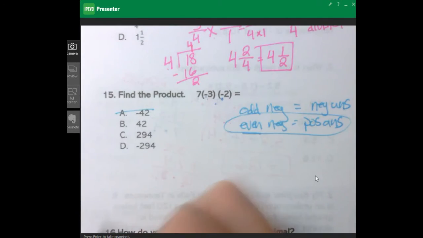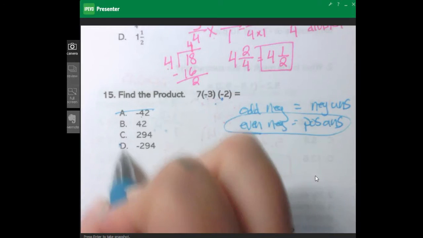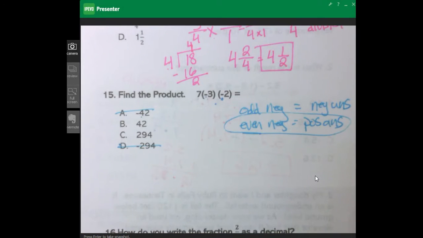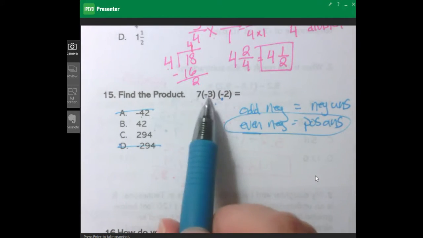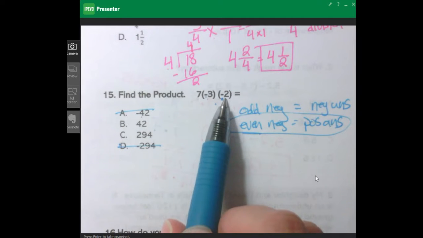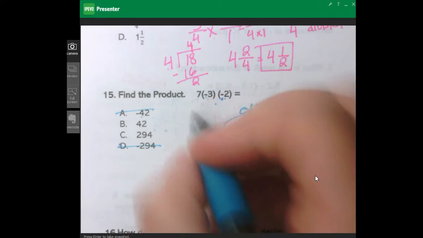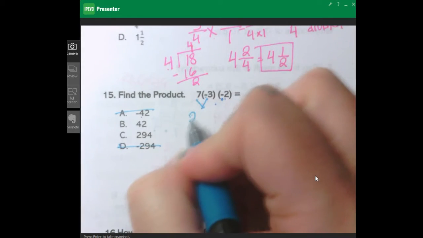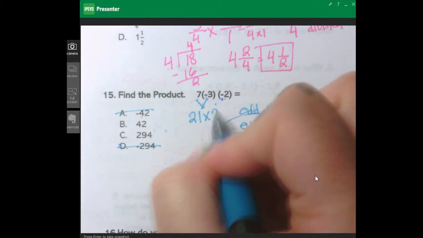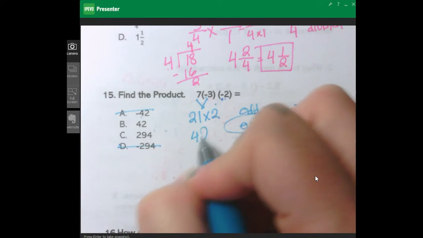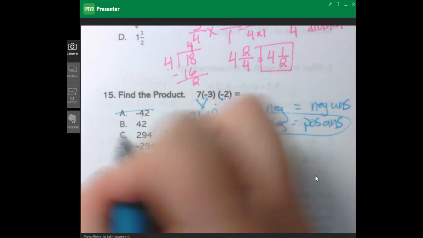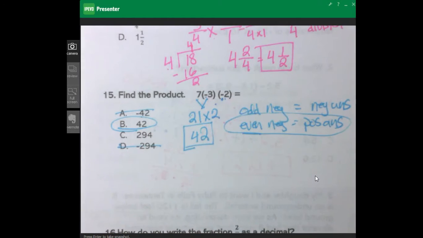So we can rule out 42 and negative 42 and negative 294. And now we just take these three numbers and multiply like normal. So 7 times 3 is 21 times 2 is 42. And again, that is positive.